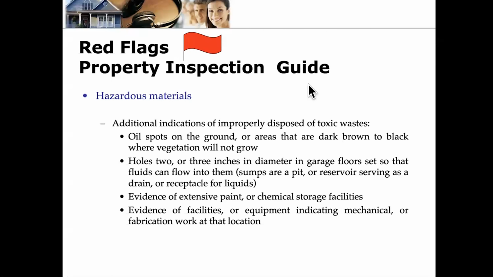Additional indicators of improperly disposed of toxic waste are spots on the ground, or areas that are dark brown to black where vegetables won't grow. Holes 2-3 inches in diameter in garage floors, set so the fluid can flow into them. A subterranean pit or reservoir serving to drain, or receptacles for any type of liquid. We don't know what type of liquids are going down there. Evidence of extensive paint or chemical storage facilities. Evidence of facilities or equipment indicating mechanical or fabrication work at that location.